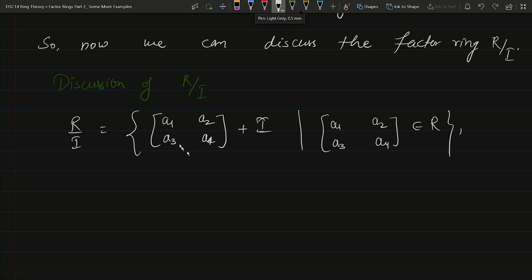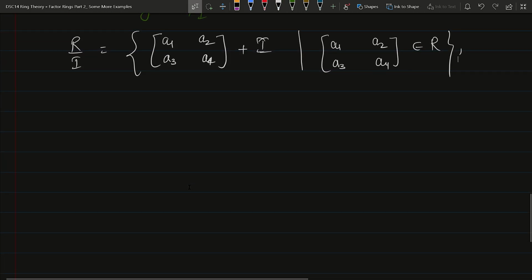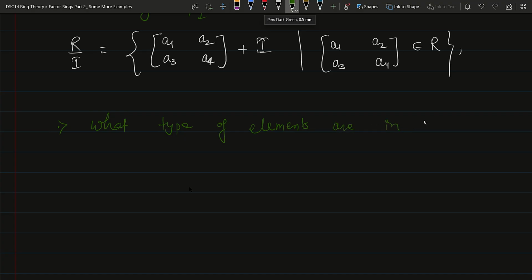Okay, now let us see what kind of element this will look like. So to see what type of elements are in R by I, let us take some specific example. Okay, so let us identify this. For this we are going to choose any element from the ring R. Because I has all those matrices whose entries are even entries. Okay, so if you choose any element from the R, so let me write this.